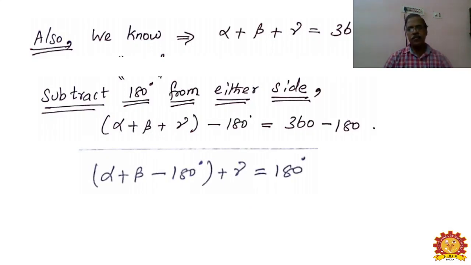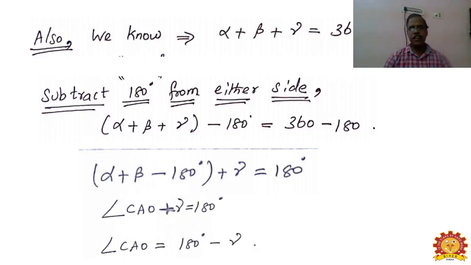Already, alpha plus beta minus 180 has come out, and then that will become 0, and ultimately the other side will also become 180. Finally, you'll get the answer as angle CAO equals alpha plus beta minus 180, and that is nothing but angle CAO can be taken as 180 minus gamma.